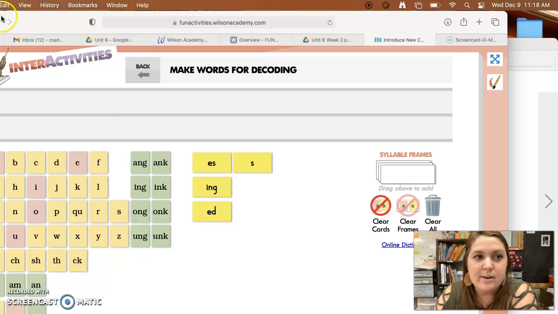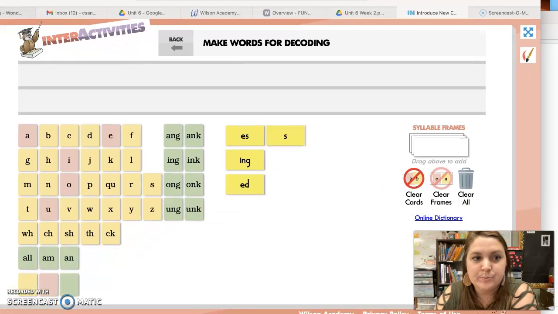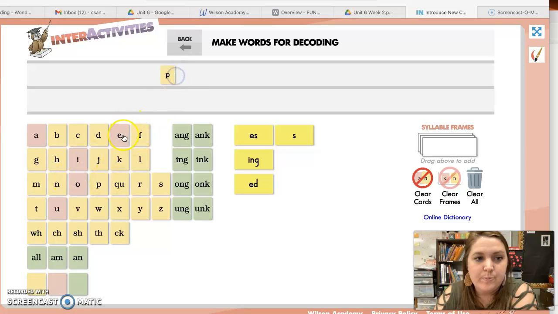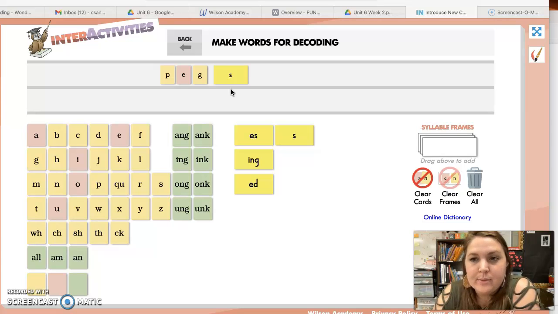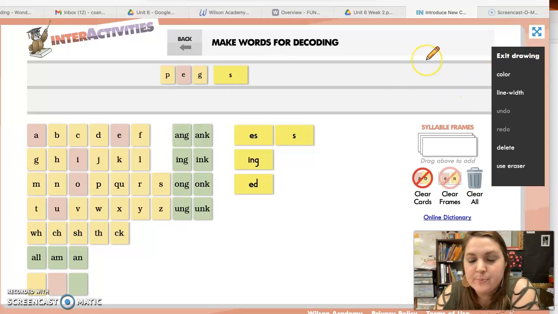All right. Here is our next word. All right, get those fingers up. Egg, peg, pegs. How do I mark this word up? What's my base word? Peg, so I underline peg. What's my suffix? So I circle my suffix. And that suffix is the S sound, so I put an S. Great job.